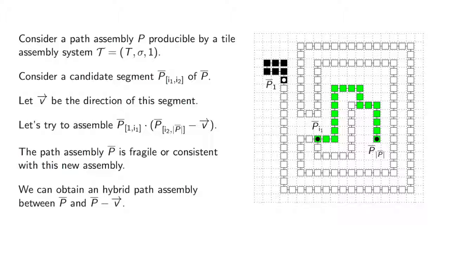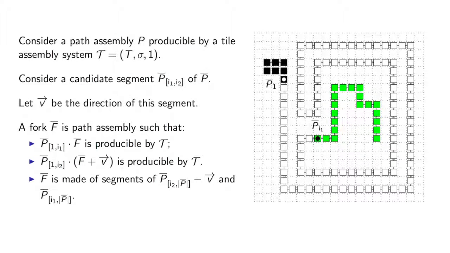If these path assemblies are consistent, then we can consider the new segment in green. This green segment is a hybrid between the blue and the red segments, that is to say between the path assembly P and its translation by -V. Sometimes, this reasoning can be repeated several times to obtain a lengthy path assembly which is a hybrid between path assembly P and its translation by -V. We call such a path assembly a fork.